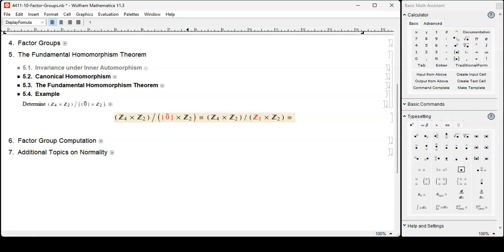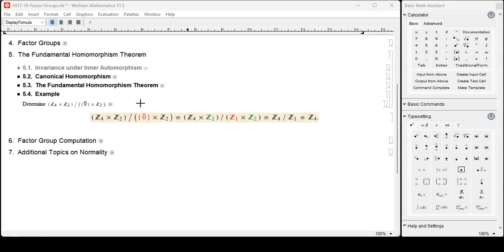And then one more simplification. This Z2 in the numerator and this Z2 in the denominator, we can cross those out, simplify those, and what do you get? We get this over this. And then what is 4 over 1? 4 divided by 1. Yep, we have Z4. Does it make sense?